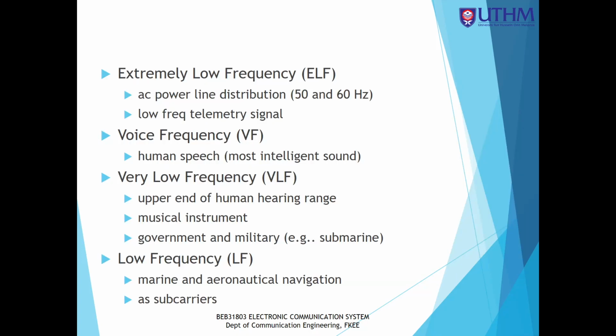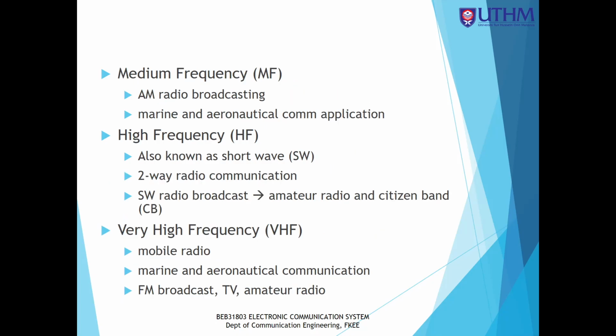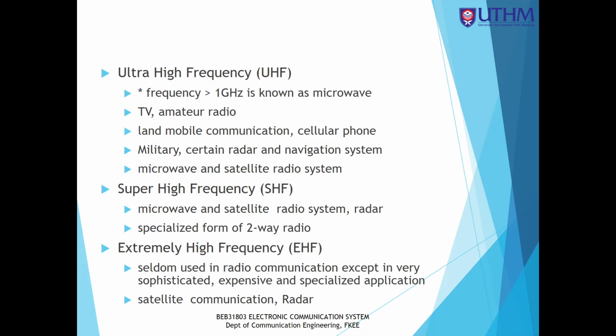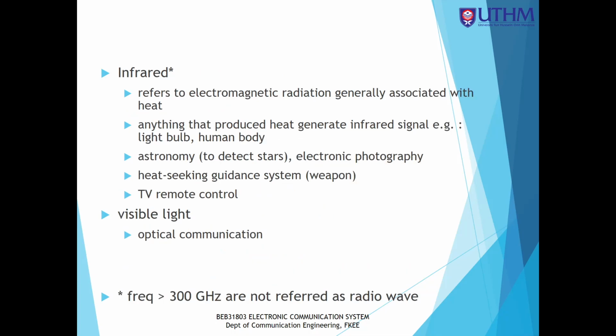So these are the analogies that I already explained. MF, medium frequency, high frequency. Ini pun telah saya jelaskan. SHF is super high frequency. EHF is extremely high frequency. And then we have the infrared. And then the visible light.